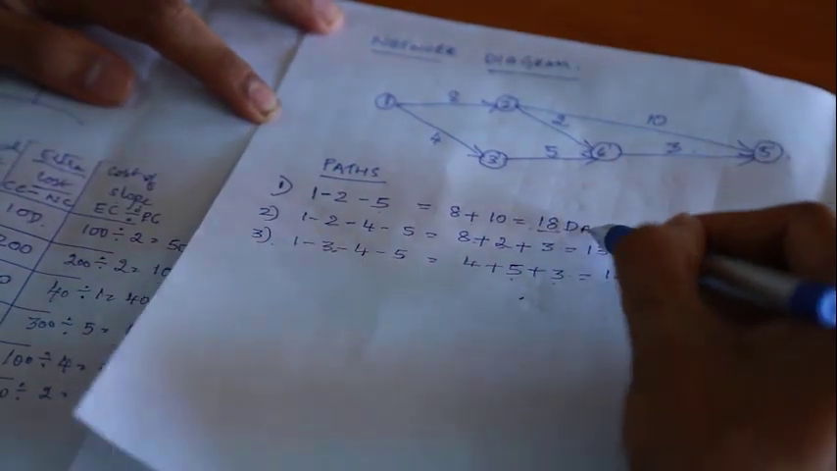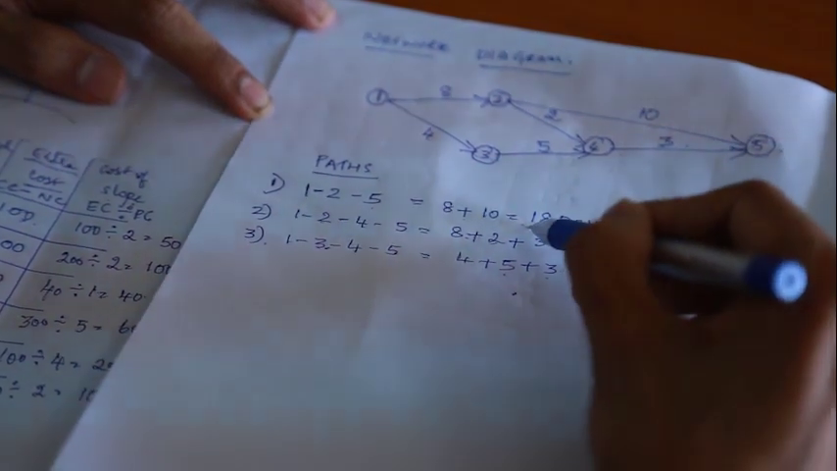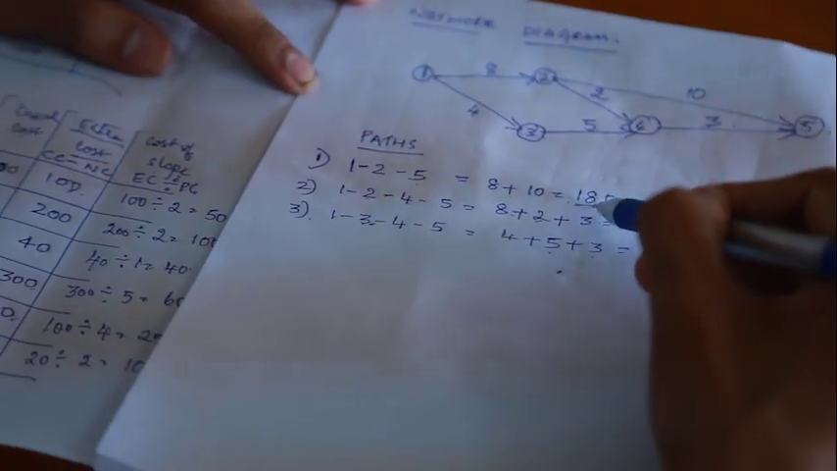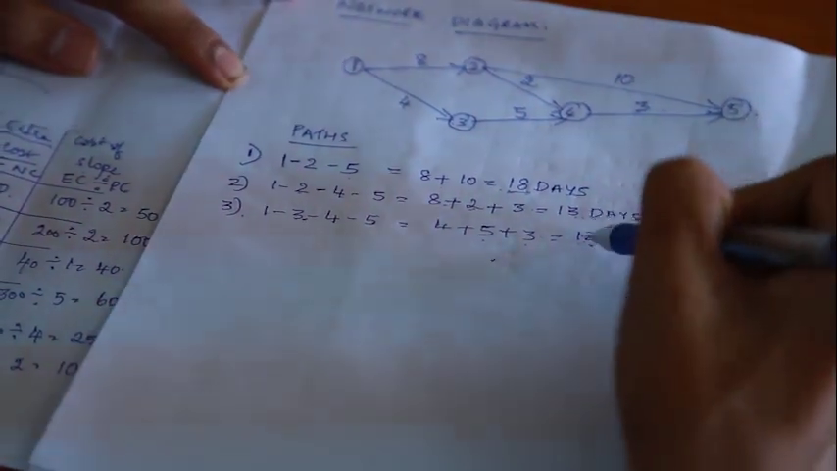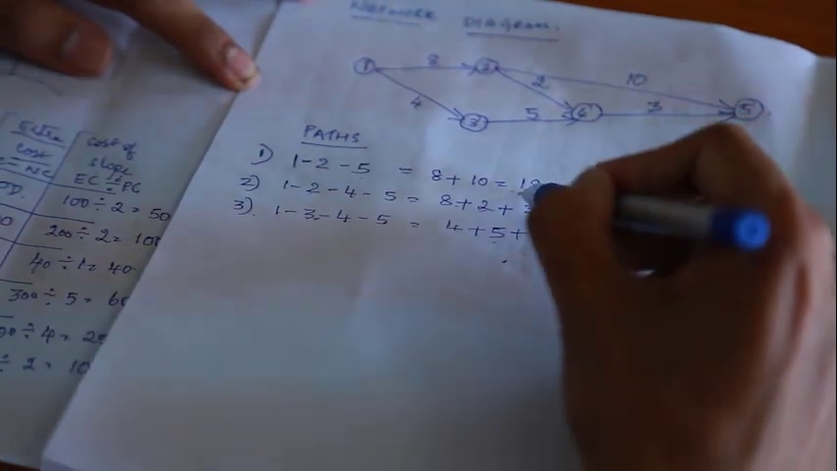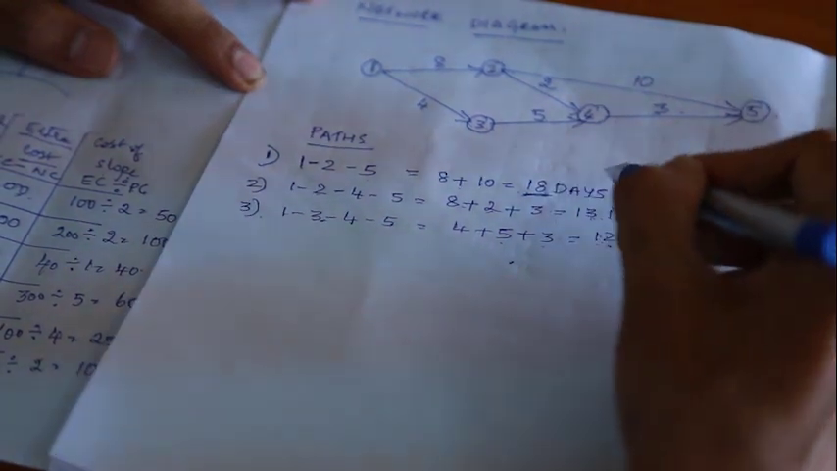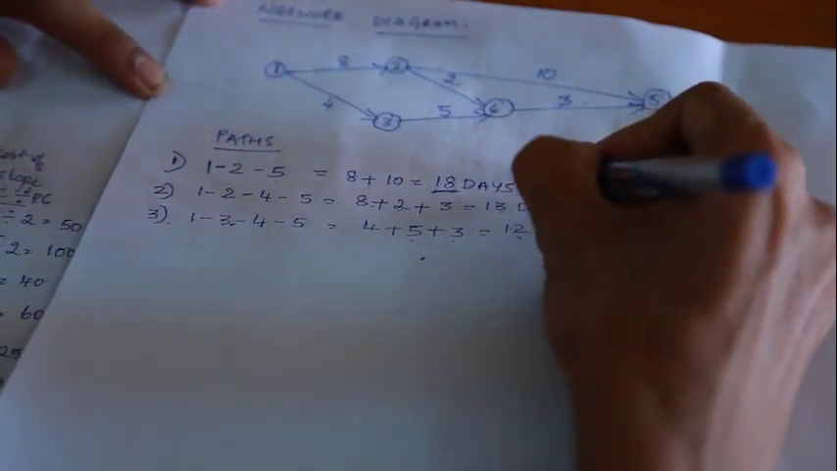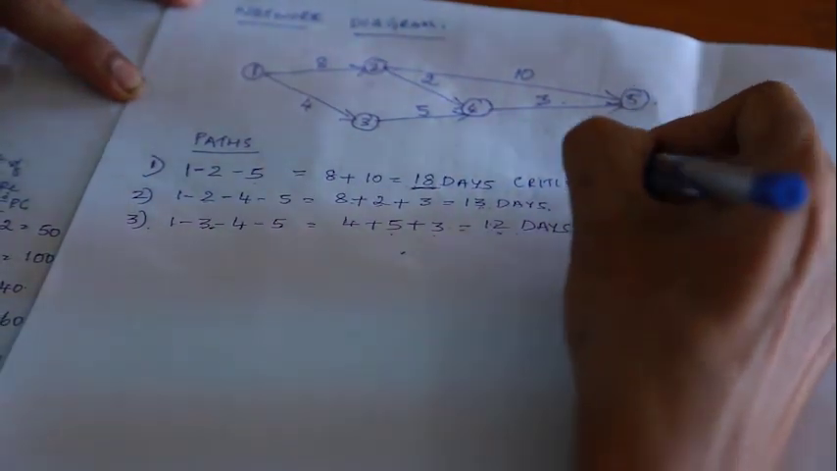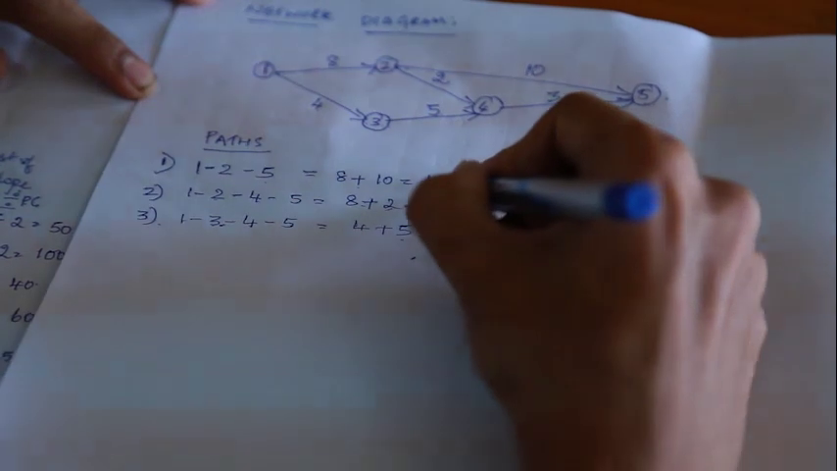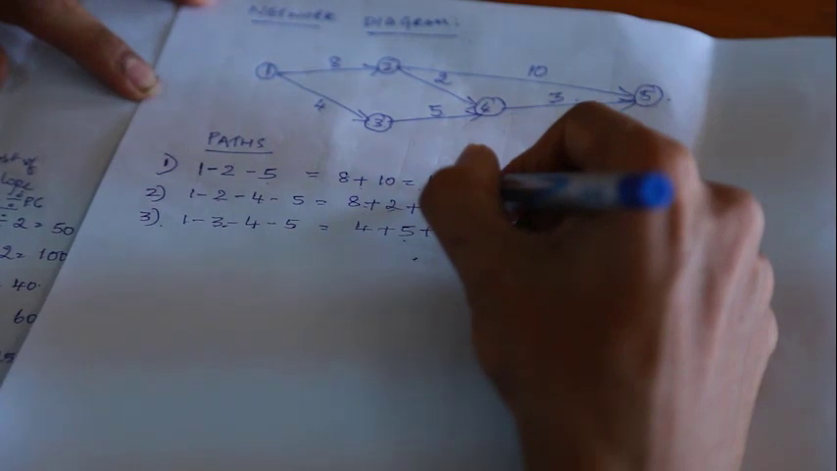In other words, the path with the maximum number of days is taken as the critical path. The first path has taken 18, the second path 13, and the third path 12 days. If you compare all three paths, the first path has taken the maximum number of days. Therefore, the first path is taken as the critical path, as it has the maximum number of days, or it is called the longest path, which has 18 days.